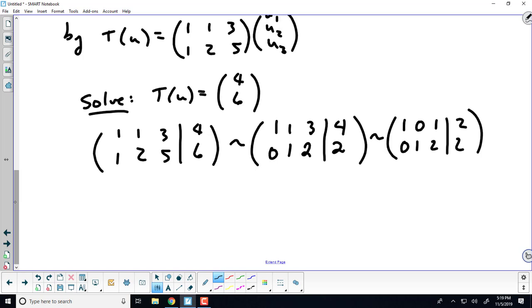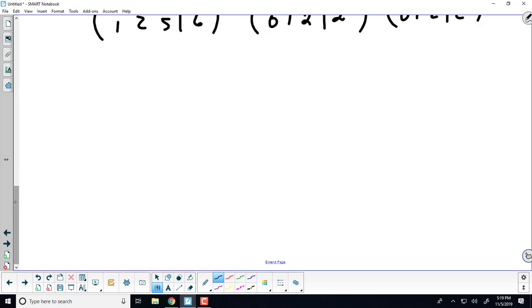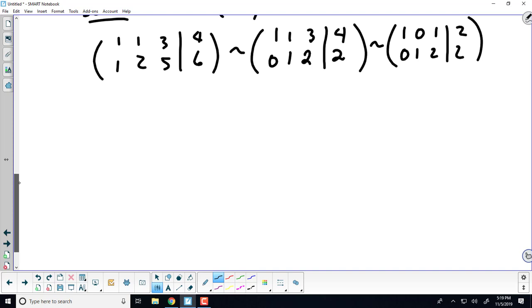Okay. So nothing's really exciting there. But again, we can now start to talk about the solutions, right? In this case, x3 is free, right? And that's because that column corresponds to a free variable, right?